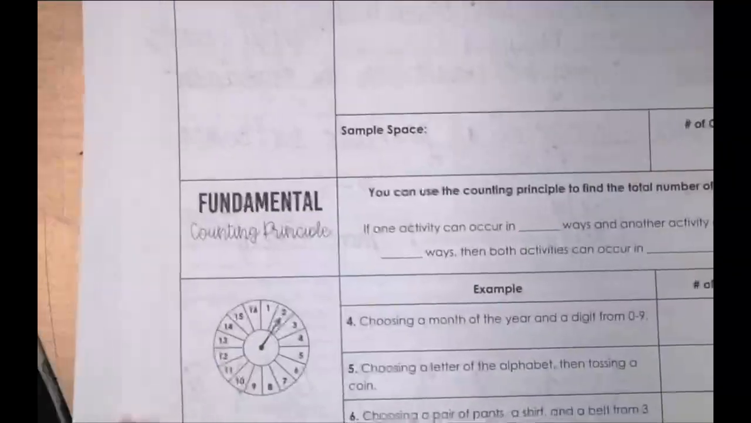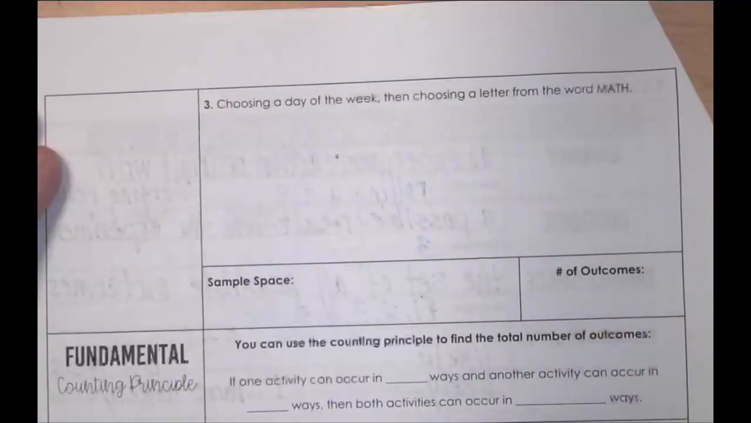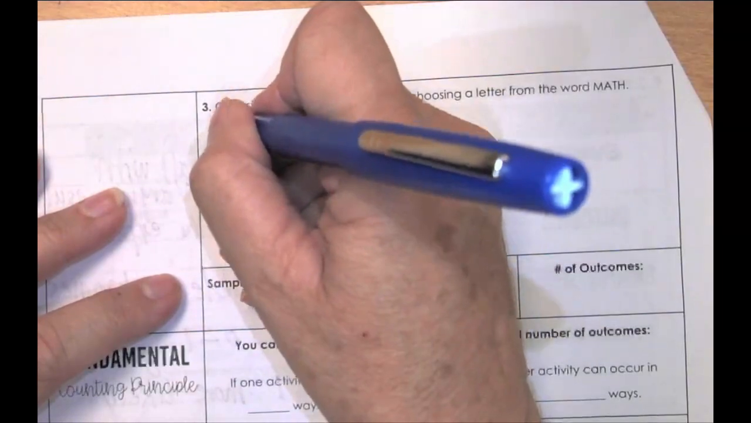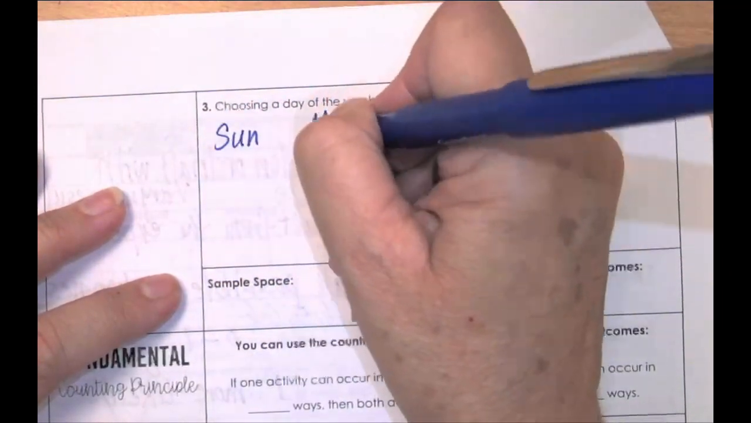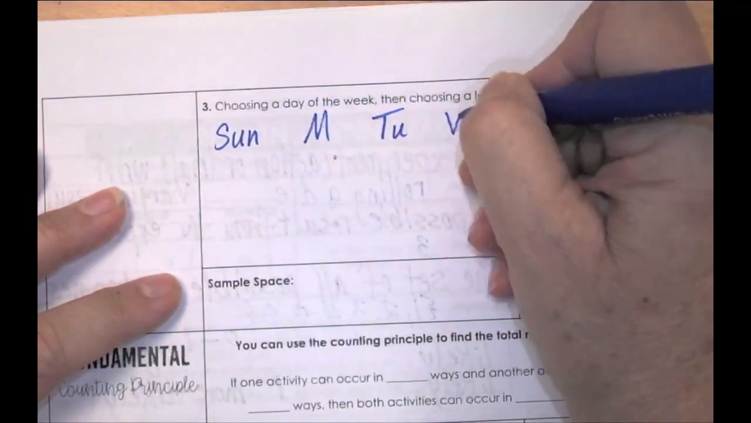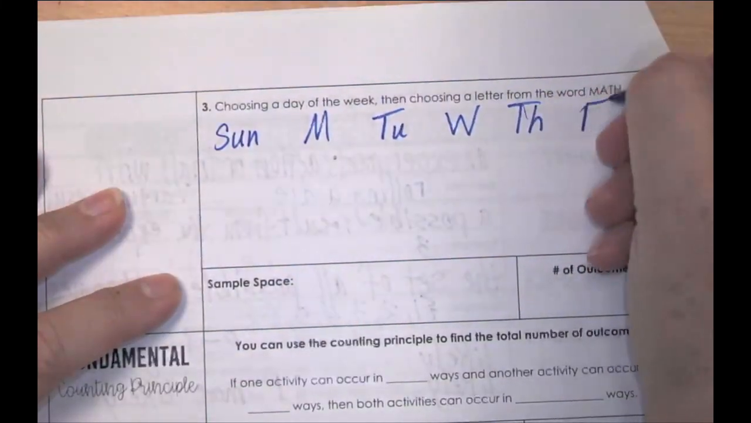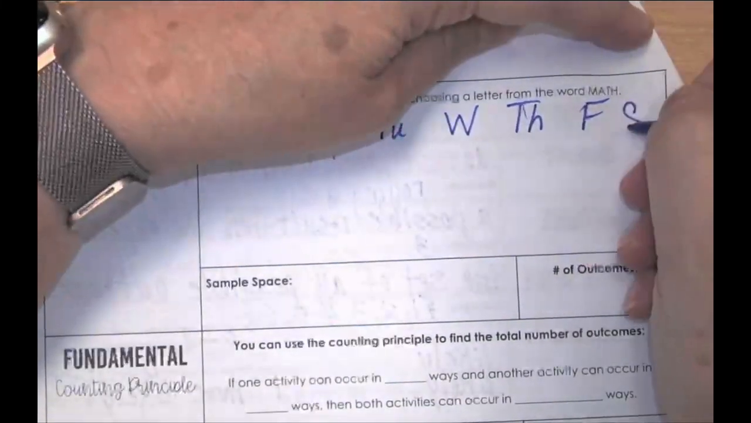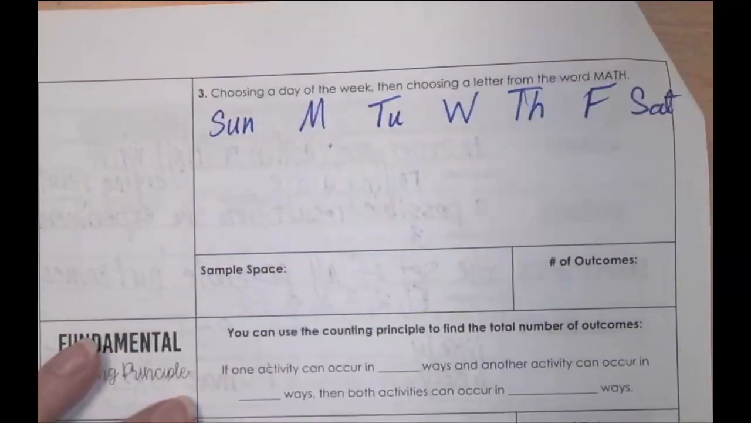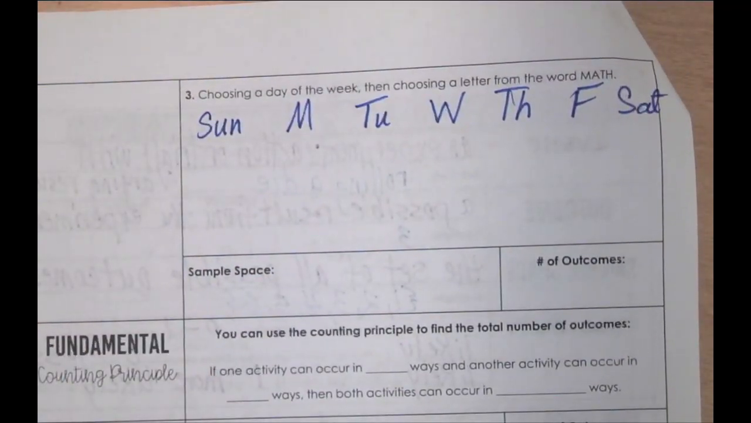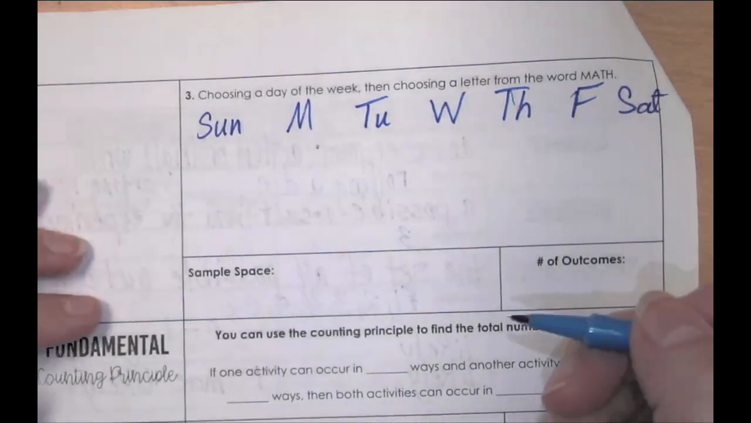Let's look at one more with a tree diagram. Choosing a day of the week, then choosing a letter from the word math. Okay, hopefully you know your days of the week. Sunday, Monday, Tuesday, Wednesday, Thursday, Friday, Saturday. I don't remember where I learned that. Anyway, there's your days of the week. And then choose a letter from the word math.